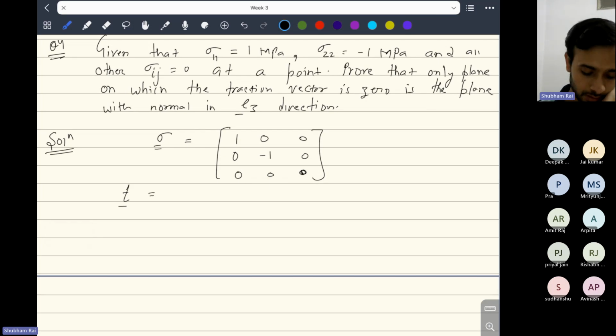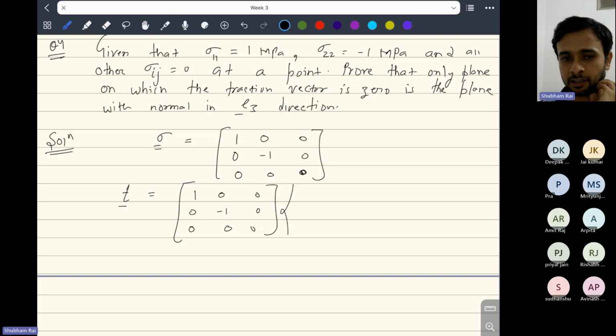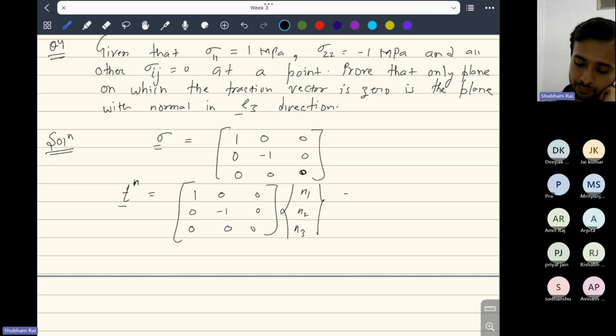But we can prove it also this way. Let's say we want to find the traction vector on some plane with plane normal n. So this is 1 0 0, 0 minus 1 0. We want to find the traction vector on a plane with plane normal n, and that plane normal has components n1, n2, n3 along the directions E1, E2, E3. So finally, what you will get is n1, minus n2. I mean, if you do the multiplication, you will get 0 here.